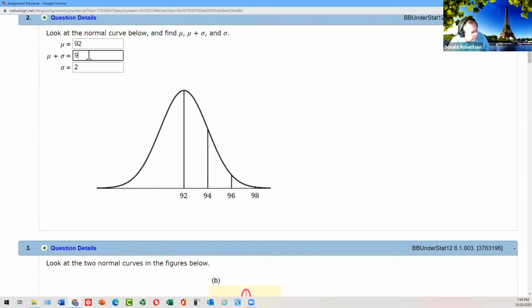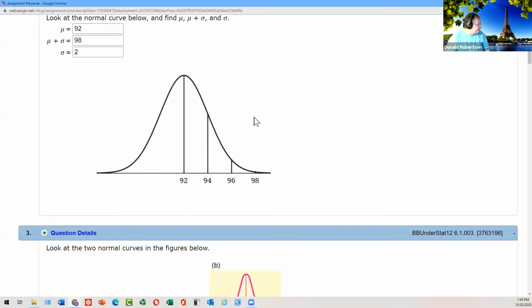Now, that's my homework. Do you know your homework might say mu plus 2 sigmas? If it did, wouldn't the answer be 96? If it said mu plus 1, 2, 3 sigmas, do you see it would be 98? That depends on the question.